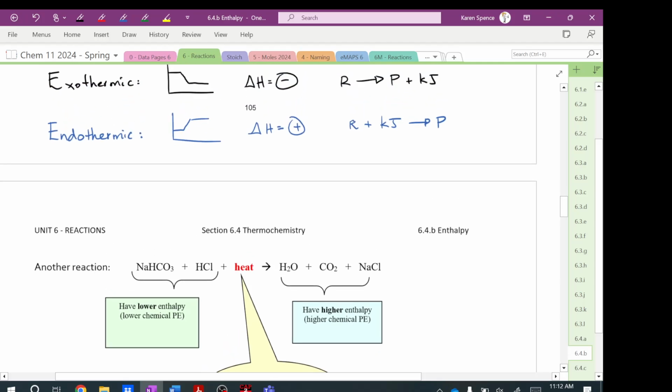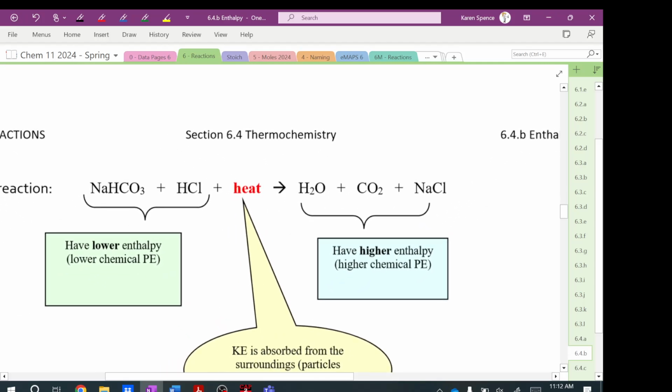Here's another reaction. I'd like you to take a look at this one. Tell me, what type of reaction is this? Is this endothermic or exothermic? This is endothermic. What's the graph going to look like? It's going to go up or down? It's going to go up.